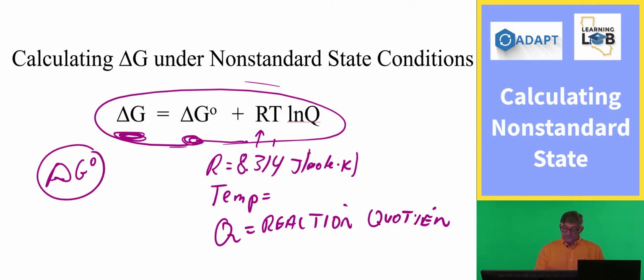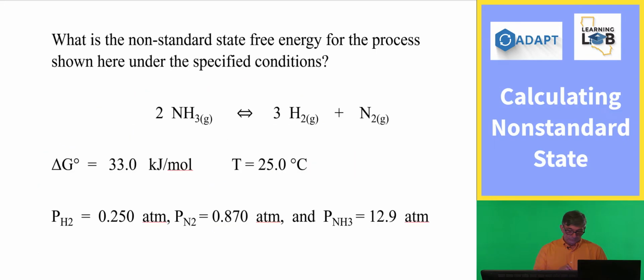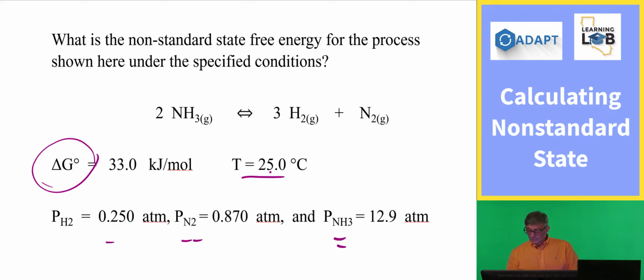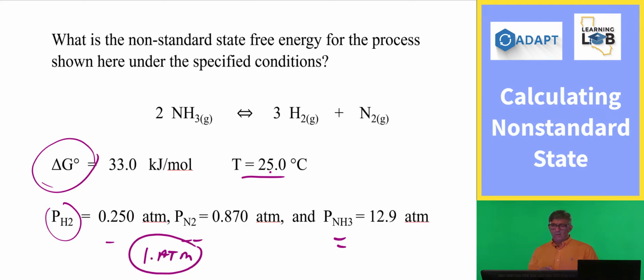So that would be the standard state free energy, and the free energy associated with non-standard state is when any of those reactants or products are not at standard state. Let's look at the problem we're going to calculate. What is the non-standard state free energy of the process shown here, ammonia decomposing to hydrogen and nitrogen? We are given delta G naught, the standard state free energy, 33 kilojoules per mole, the temperature, and the partial pressures of hydrogen, nitrogen and ammonia. We identify that we're not at standard state conditions, because at standard state all these partial pressures would have to equal 1 atmosphere, and they don't. Even if just one doesn't equal 1 atmosphere, we're not under standard state conditions.